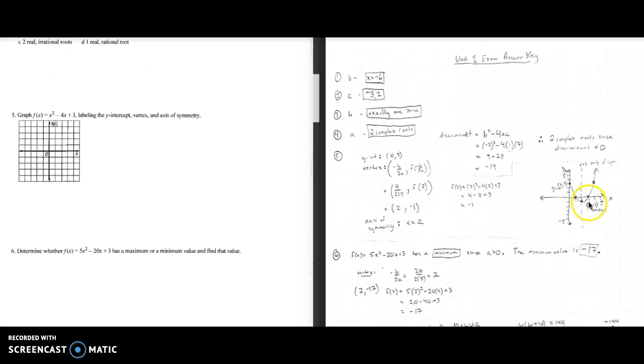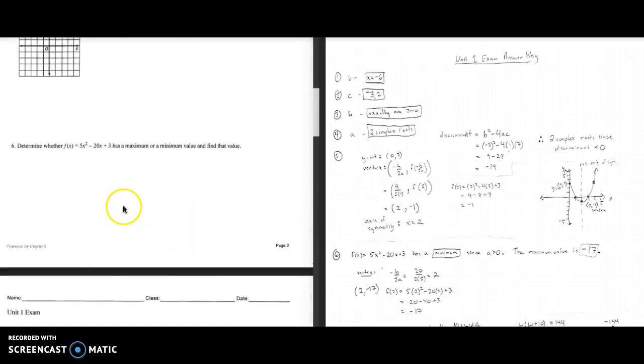And then I graphed the equation, and I made sure I labeled the 3 things. So the vertex is at (2, -1). It crosses the x-axis at 1 and 3. The y-intercept is (0, 3). My axis of symmetry is x equals 2. Make sure that the points are symmetric on each side of the axis of symmetry. Otherwise, you didn't graph it correctly. So this is what number 5 should look like, and you need to make sure you have told me the y-intercept, the vertex, and the axis of symmetry.